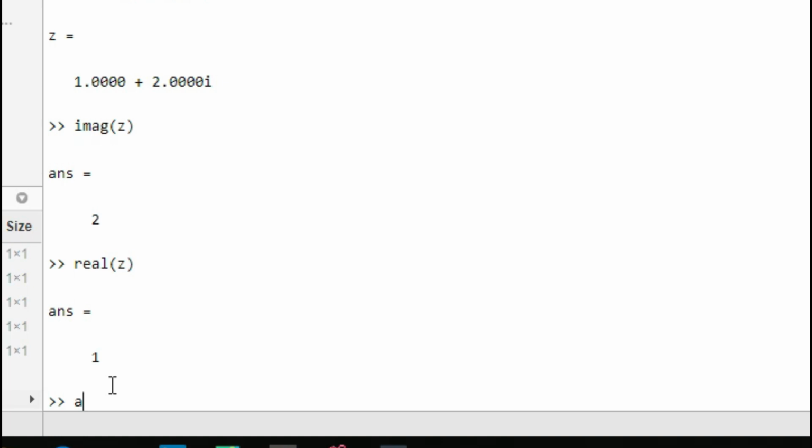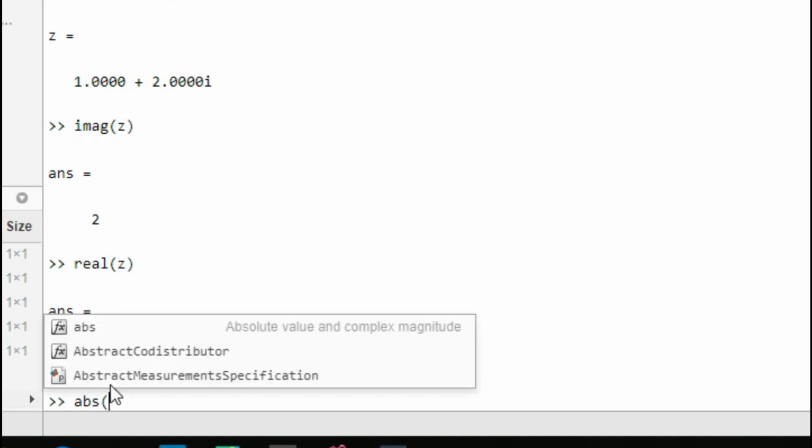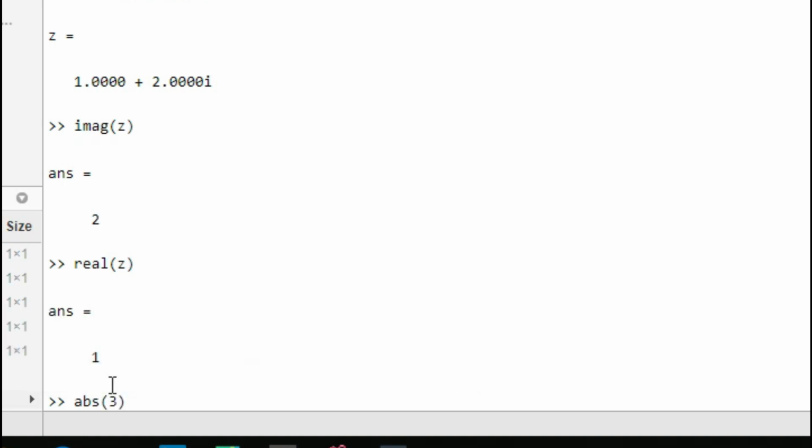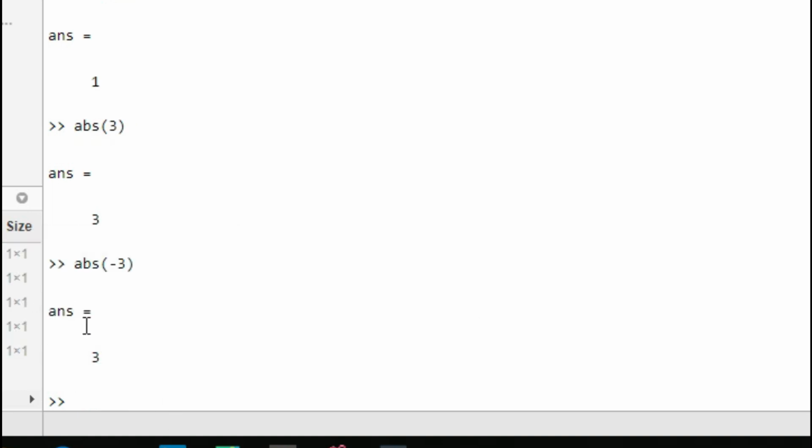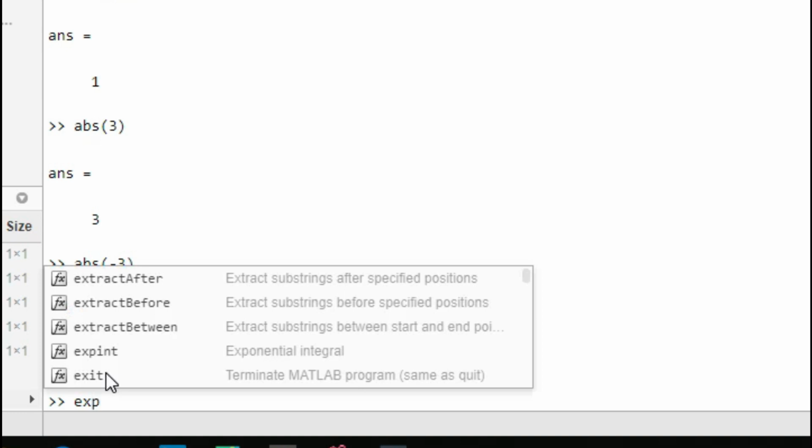Let's check abs. abs gives the absolute value of any number. So abs of 3 gives 3. abs of minus 3 again gives 3. It gives the absolute value. Now let's try e to the power 3. The function used for the exponential is exp. So let's take exp of 3.